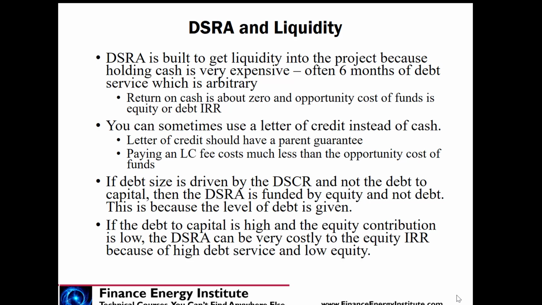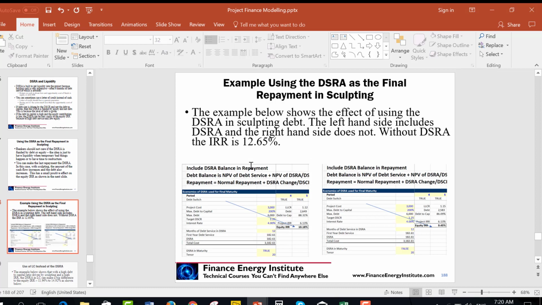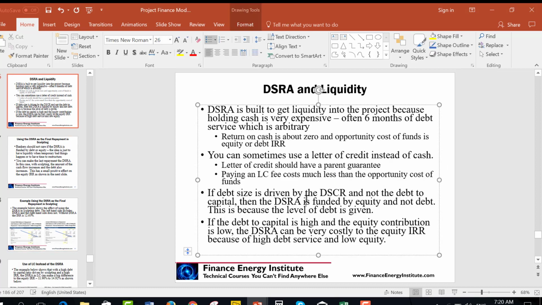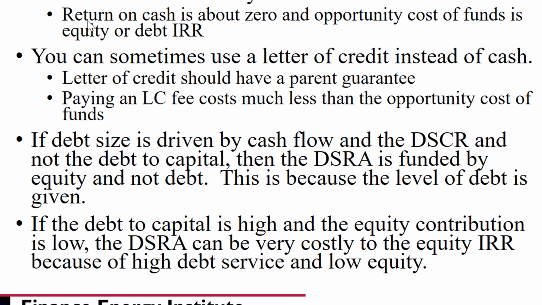Debt sizing. If debt size is driven by the DSCR, which means cash flow, I should put cash flow instead of DS, I better change that. If debt size is driven by cash flow and the DSCR, then the debt is independent of the DSRA. The debt is fixed by future cash flow, not by DSRA accounts.